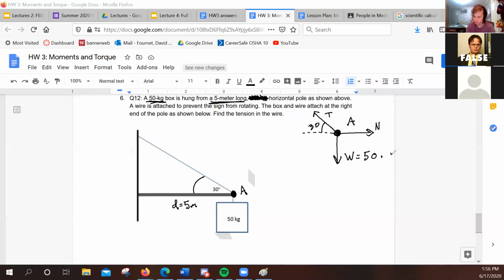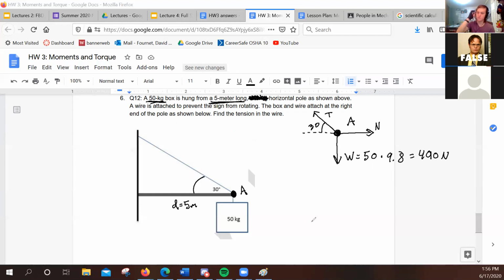50 times 9.8. It's going to be bigger than that. You're close though, kind of. 490. Sorry, I looked at the dimension rather than the weight. Perfect. So 490 newtons. Cool. So we know our weight.